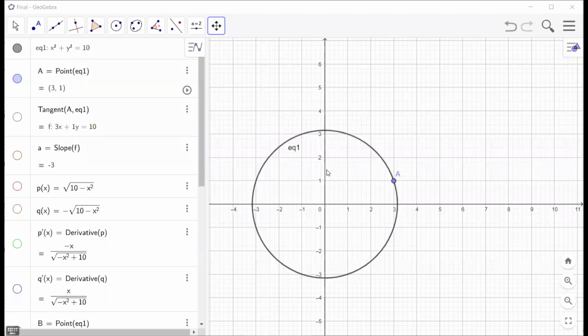I wanted to share something with you. Let me share my screen about GeoGebra.